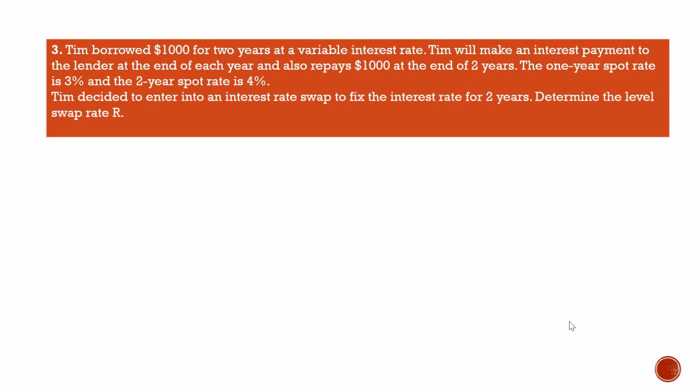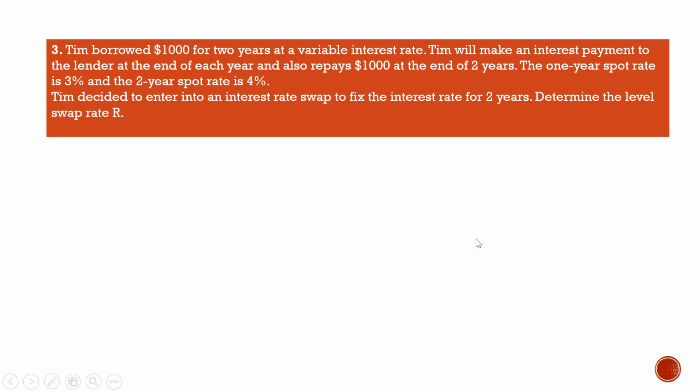Question number 3. Tim borrowed $1,000 for 2 years at a variable interest rate. Tim will make an interest payment to the lender at the end of each year and also repays $1,000 at the end of 2 years. The 1 year spot rate is 3% and the 2 year spot rate is 4%. Tim decided to enter into an interest rate swap to fix the interest rate for 2 years. Determine the level of swap rate R.